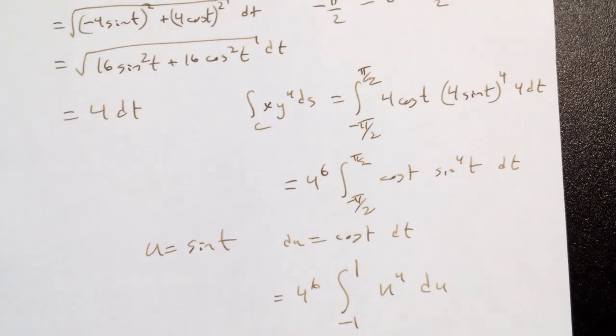It's a nice and easy polynomial. 4 to the 6th: 64, 256, 1024, 4,096 times whatever the result of this integral is.